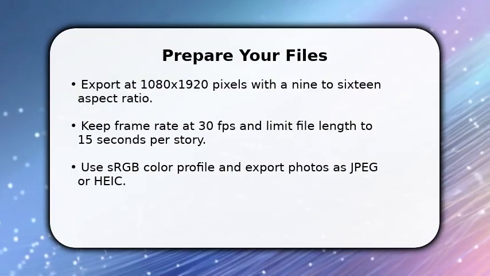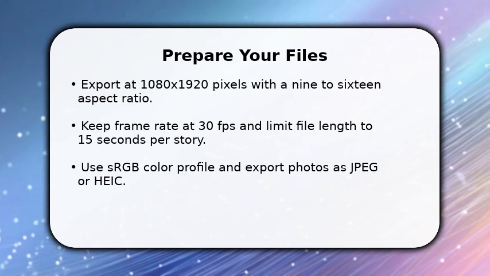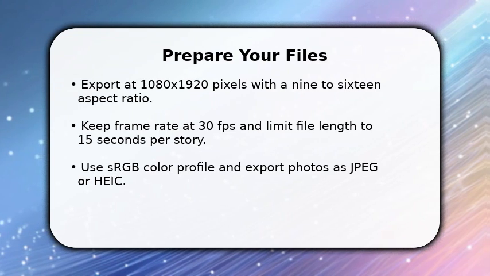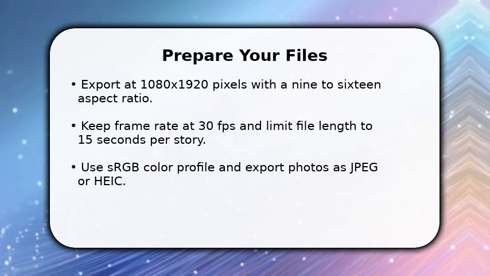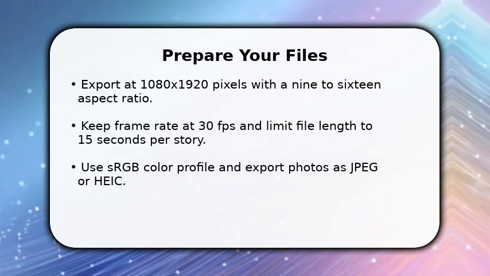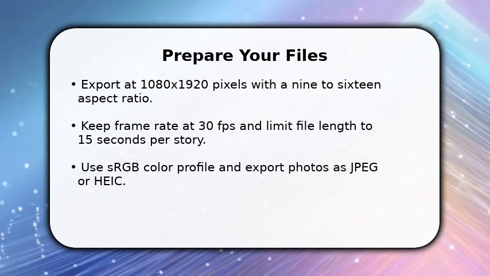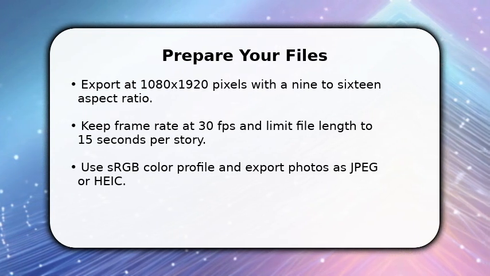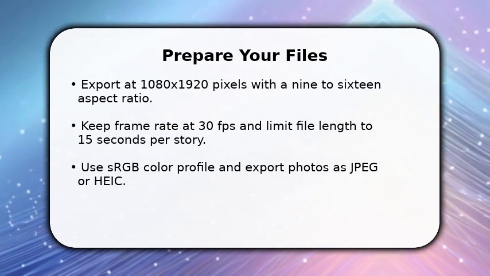Start by preparing your media before you open Instagram. Export images at 1080 x 1920 pixels and use a 9:16 aspect ratio. Set video frame rate to 30 FPS and keep each clip under 15 seconds. Use the sRGB color profile so colors display consistently on phones.